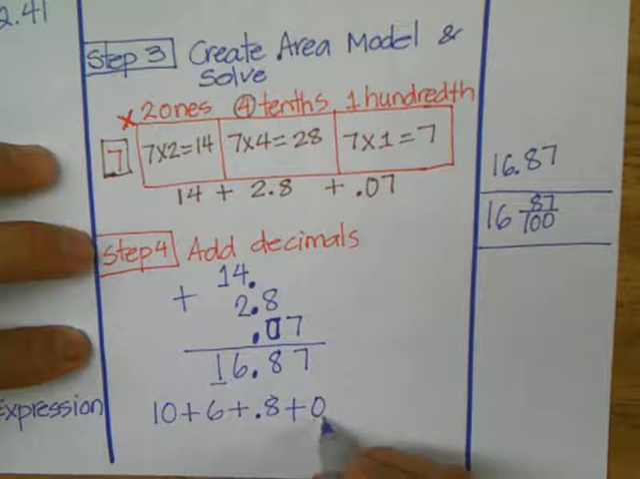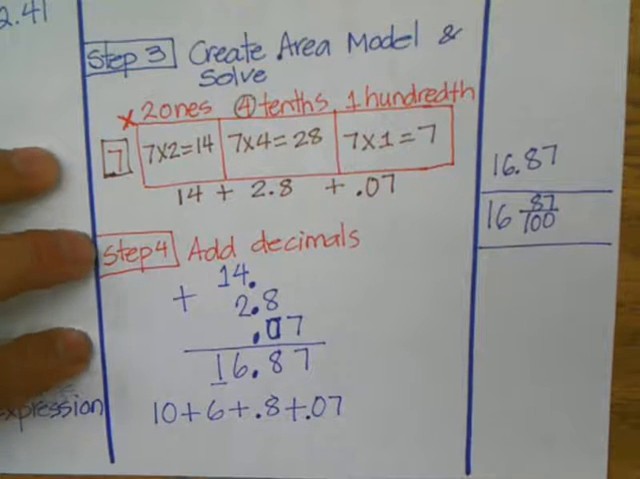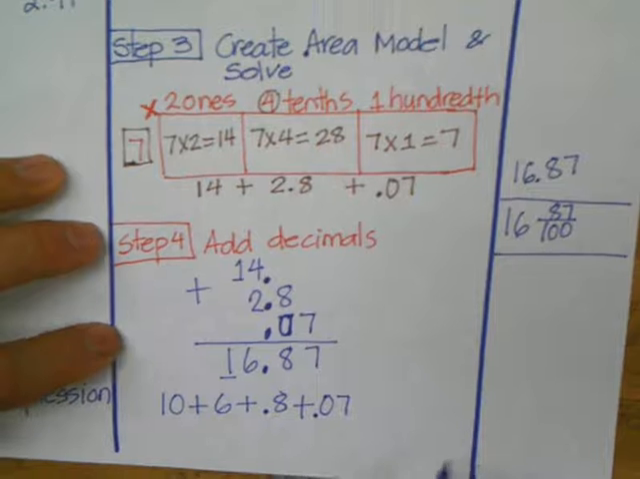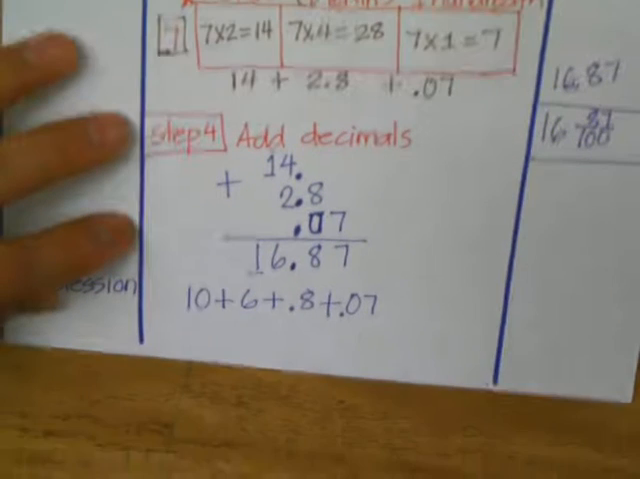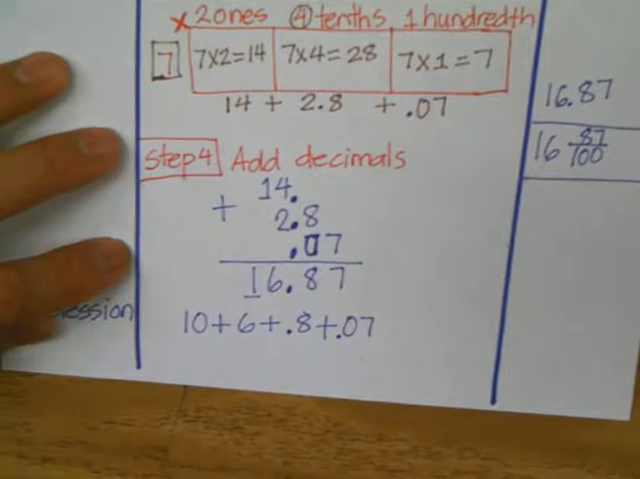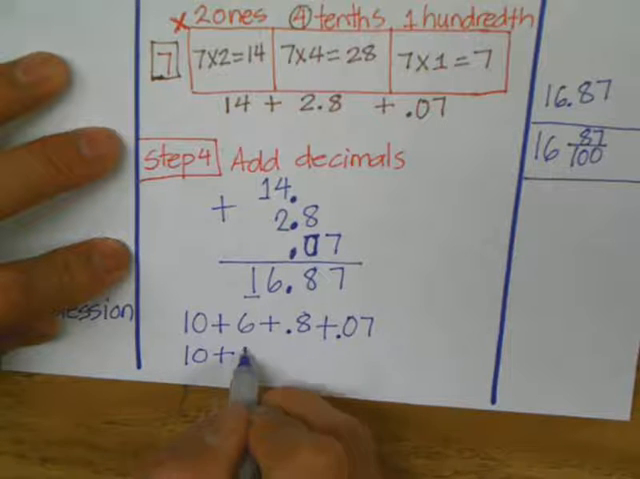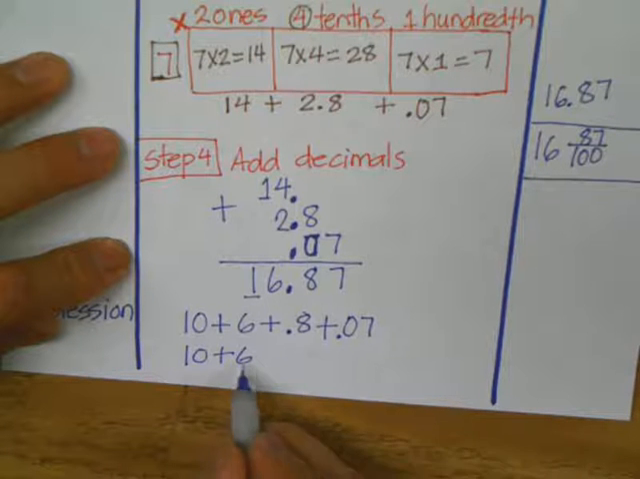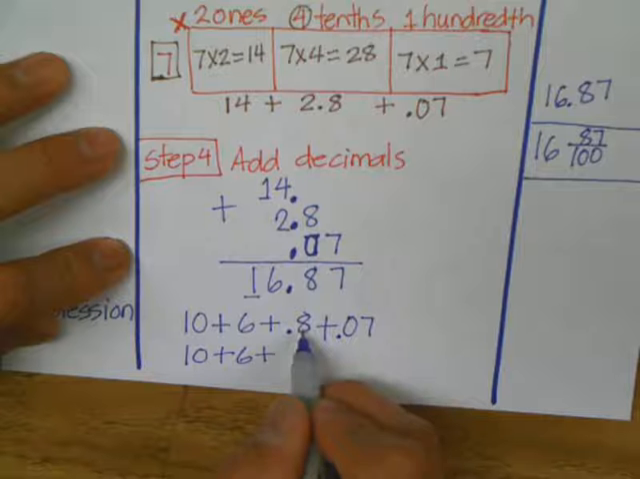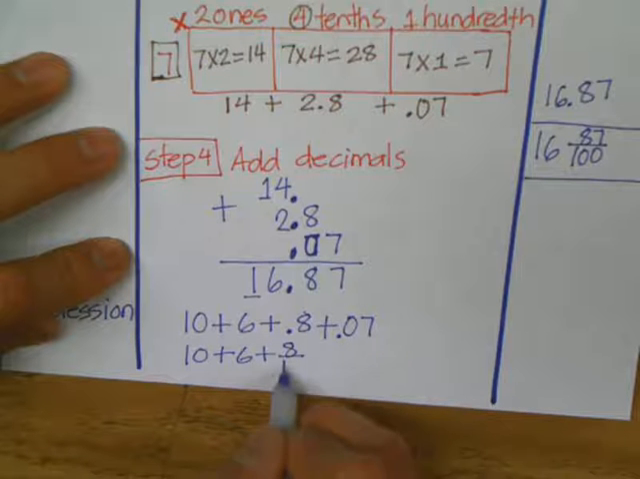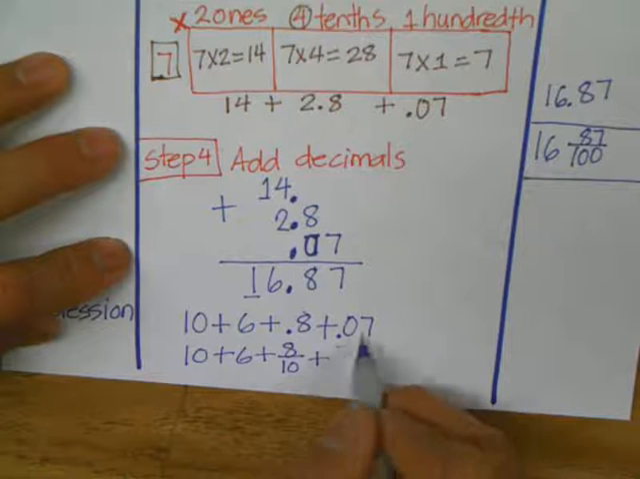Okay, we can do the same thing with the expanded form, but also we can do it with fractions. So you will write it this way now, fractions. 10 ones plus 6 ones plus 8 tenths, plus 7 hundredths.